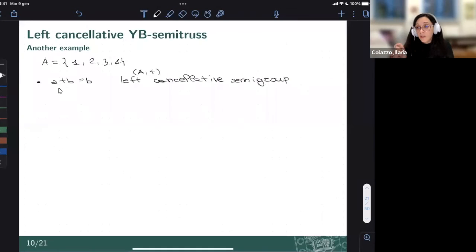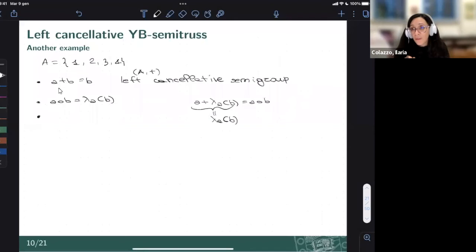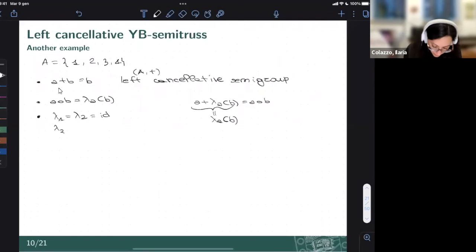Then the other condition that our YB semitruss has to satisfy is that A plus lambda A of B is equal to A circle B. And because this is just equal to lambda A of B, the only thing that we can do is to define A circle B equal to lambda A of B. And I will give you an explicit definition of the lambda maps that, you need to trust me, satisfy the requirement lambda A lambda B equal to lambda A circle B. So lambda 1 is equal to lambda 2, and is equal just to the identity, and the other map, lambda 3, lambda 4, is equal to (1 3) and (2 4).